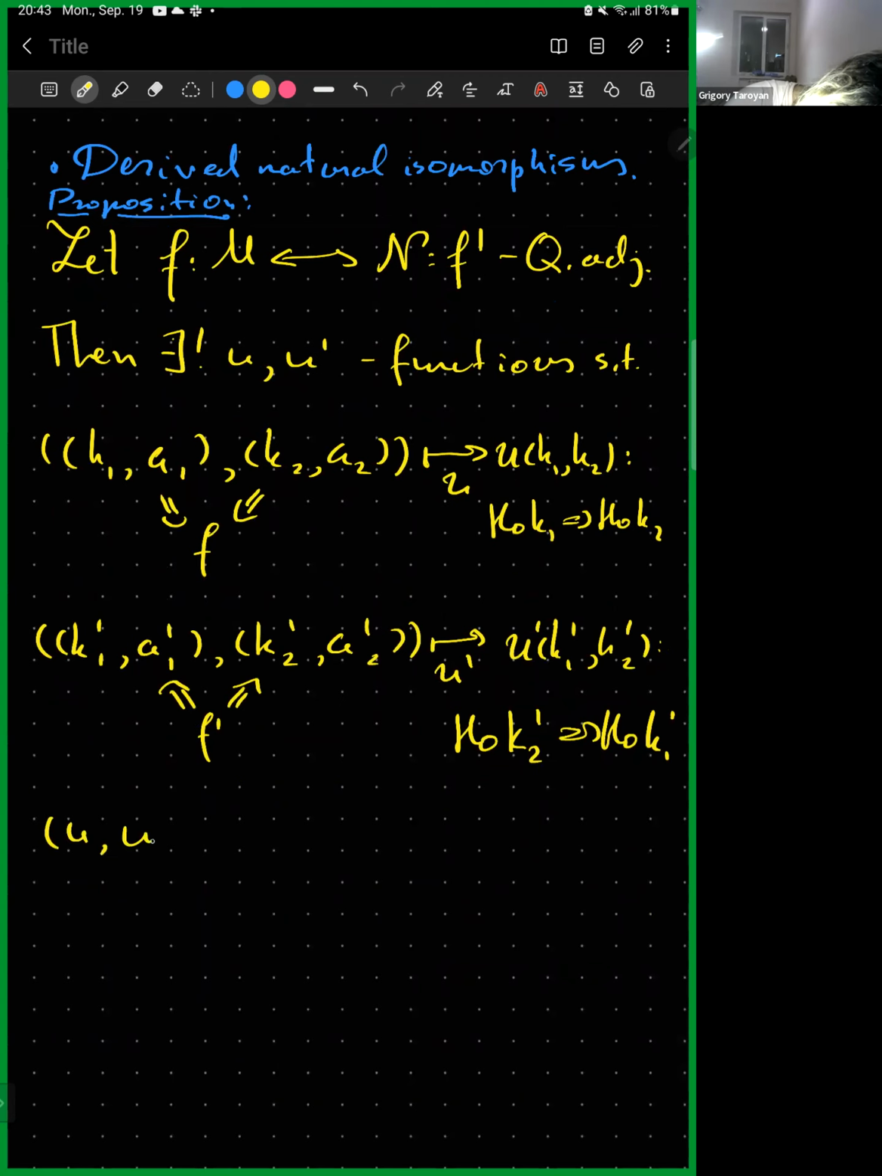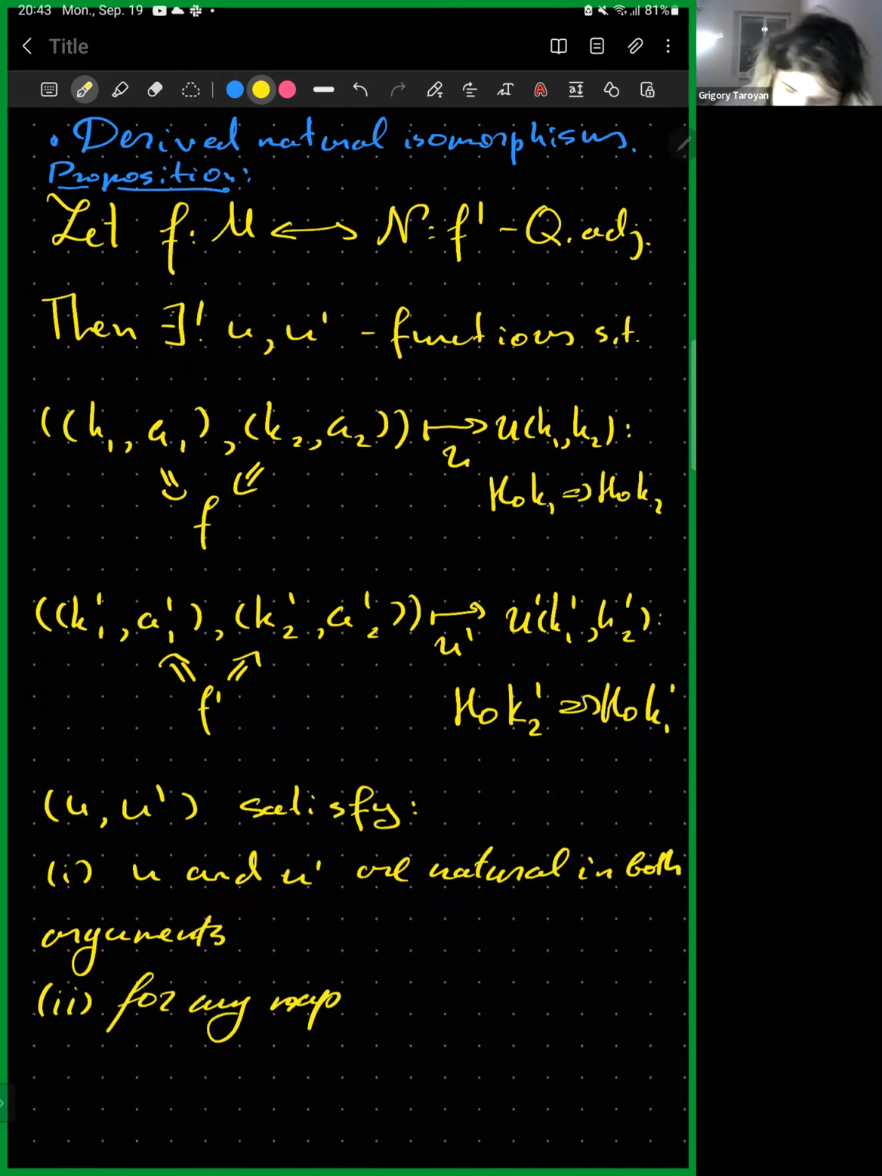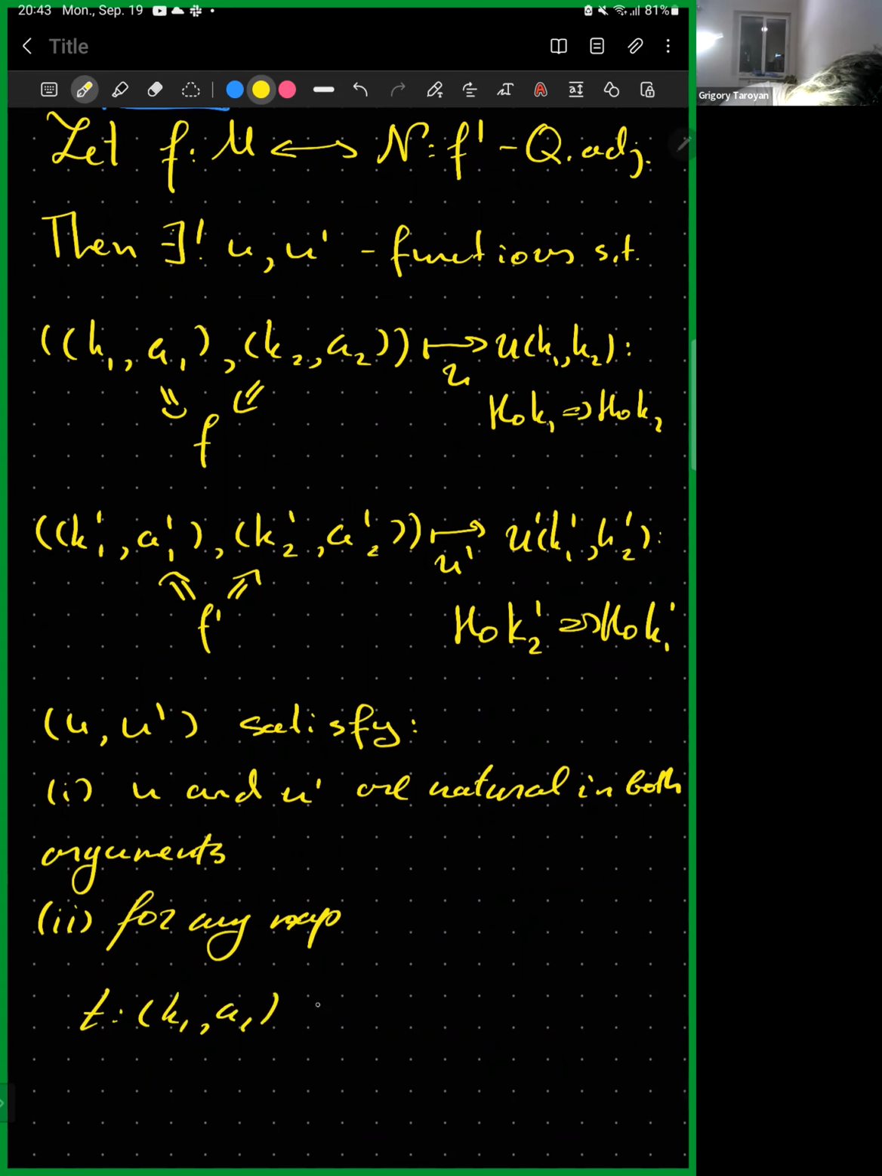And additionally, this pair of functions u and u prime satisfy the following properties. So first, u and u prime are natural in both arguments. And the second condition is that for any map T between two approximations. So this should be a map inside of an over category of the functor f, consisting of all homotopical functors between M and N.